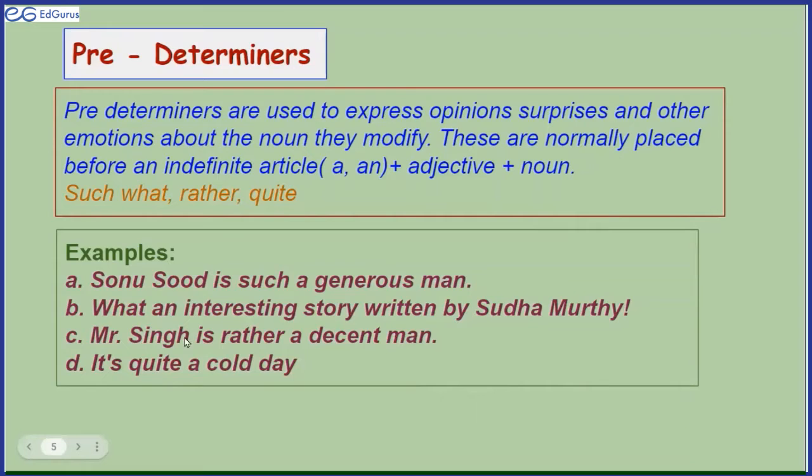Yes, ma'am. Okay, now the next is rather. Mr. Singh is rather a decent man. Again, rather is referring to man, but it has been used before a determiner, a. It is a predeterminer, meaning used before a determiner that expresses something about a noun, in simple words. I hope it is clear now.